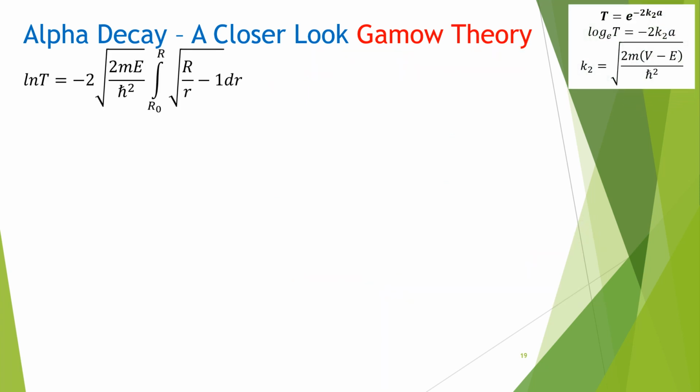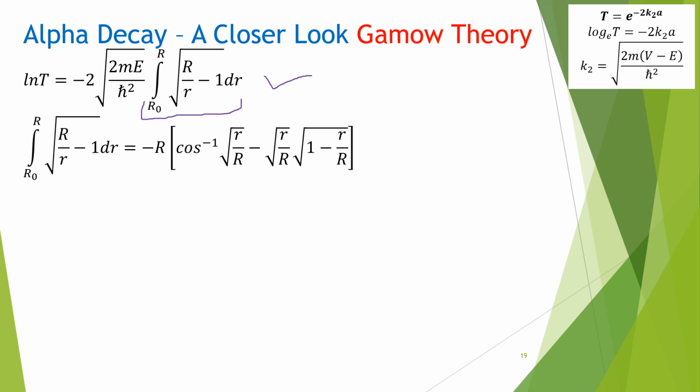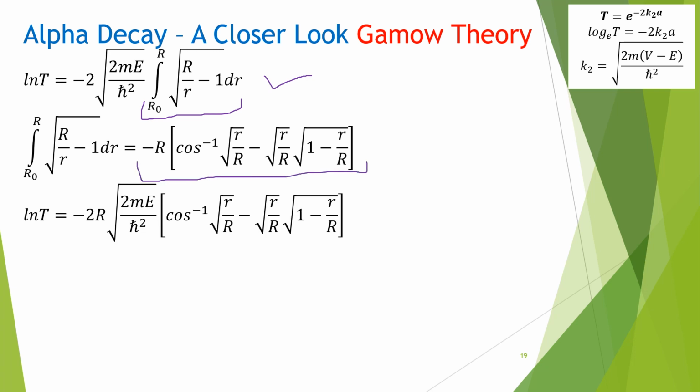So the basic equation with which we have started is this one, and we have solved this integration and obtained that this is equal to this much. By substituting, we have minus 2r into under root of twice me upon h cross square into inside bracket cos inverse of under root of r upon capital R minus under root of r upon capital R into under root of 1 minus r upon capital R.